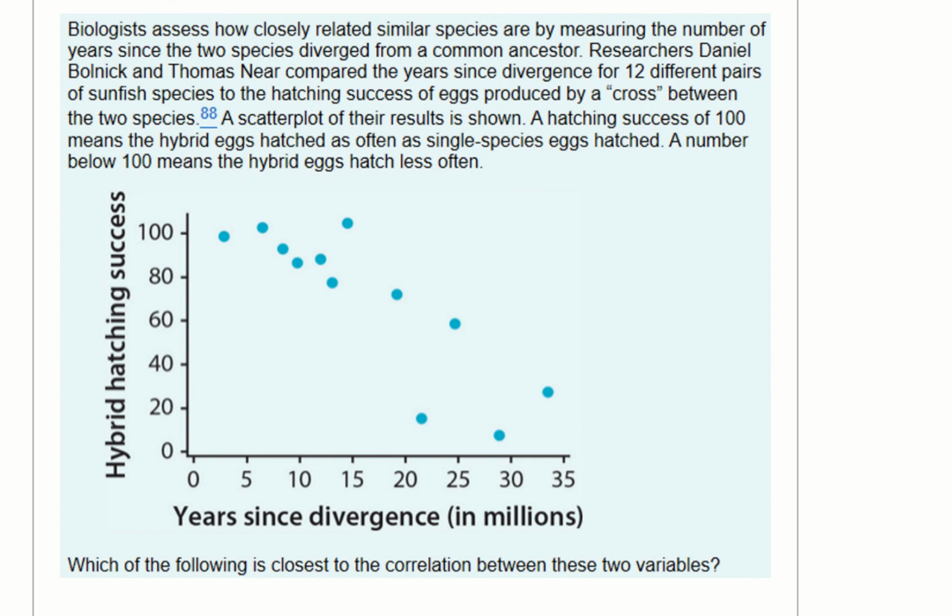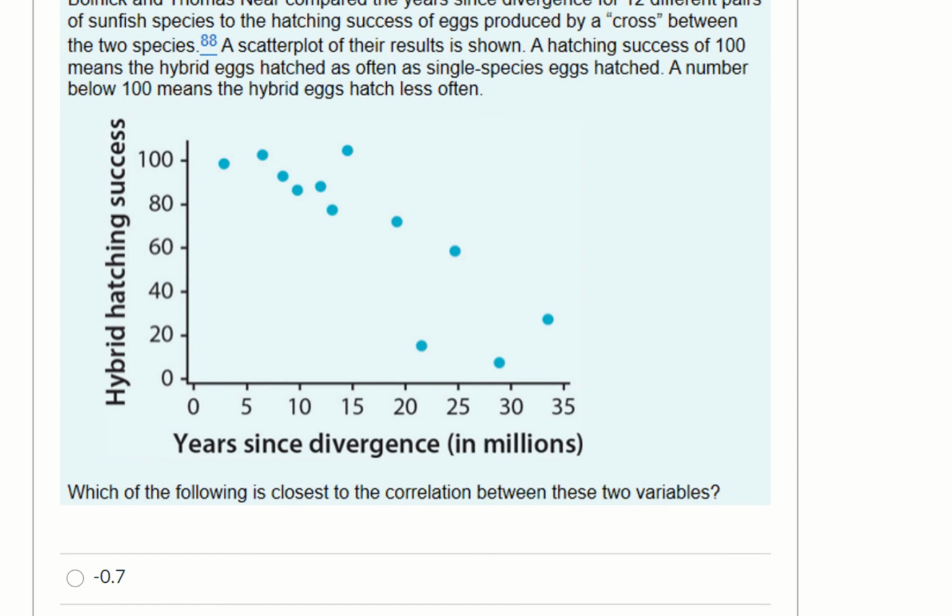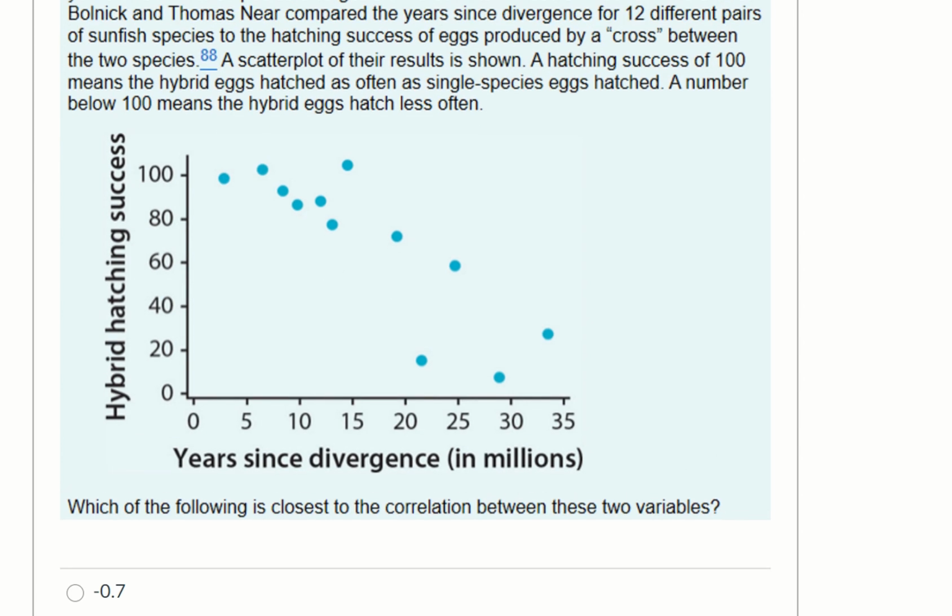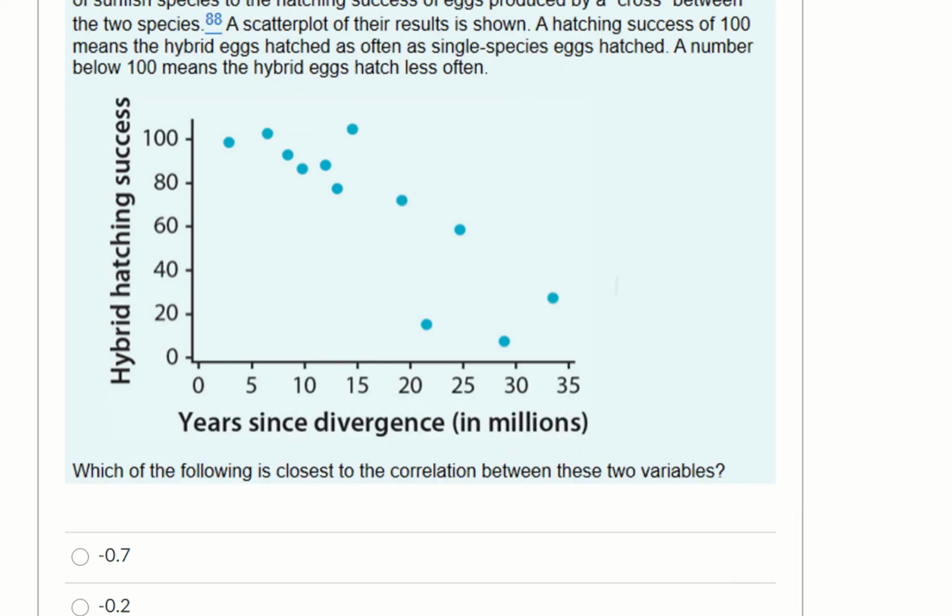Biologists assess how closely related similar species are by measuring the number of years since the two species diverged from a common ancestor. Researchers Daniel Bolnick and Thomas Near compared the years since divergence for 12 different pairs of sunfish species to the hatching success of eggs by a cross between two species. A scatter plot of the results is shown. A hatching success of 100 means the hybrid eggs hatched as often as single species eggs hatched. Hybrid hatching success, a number below 100 means the hybrid eggs hatch less often.